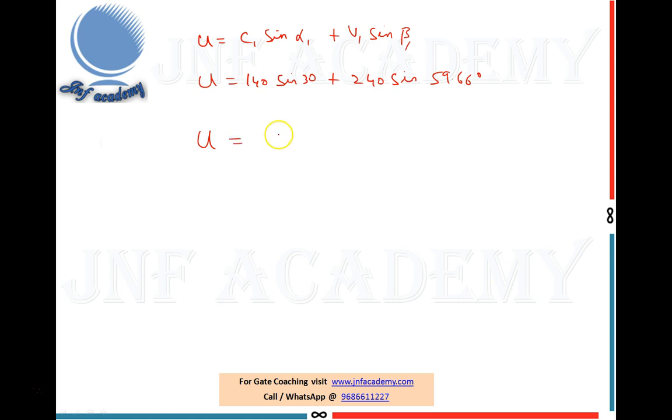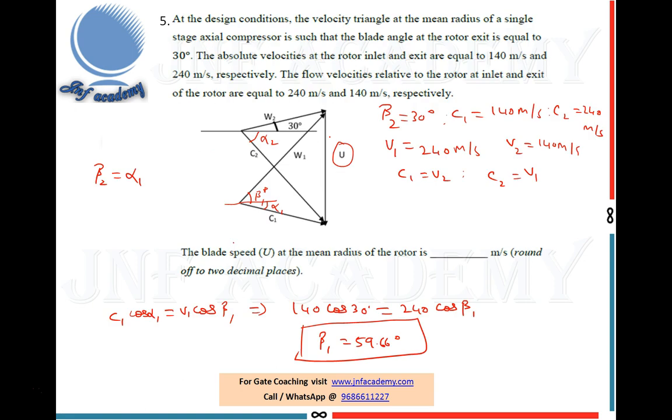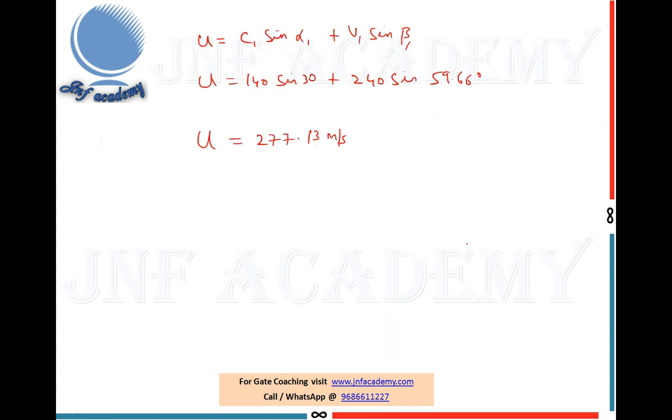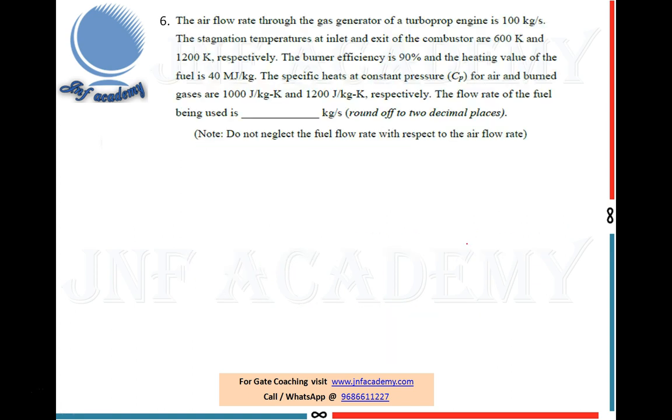This will give you the value of the rotor speed or the blade speed u. U is equal to 277.13 meter per second. So the rotor speed is 277.13 meter per second. Now let's move on to the next question.